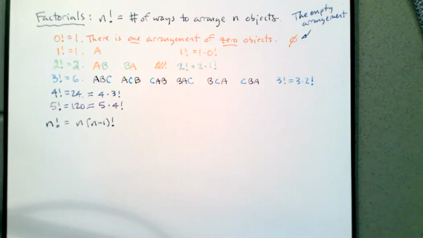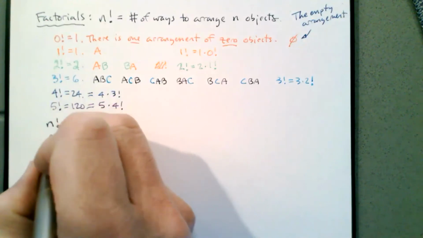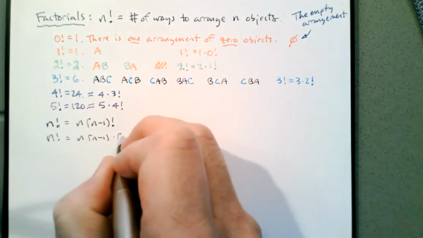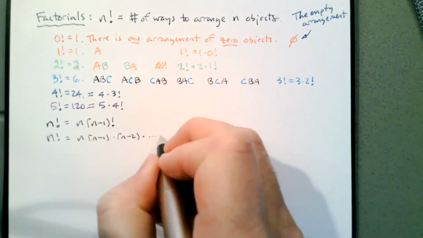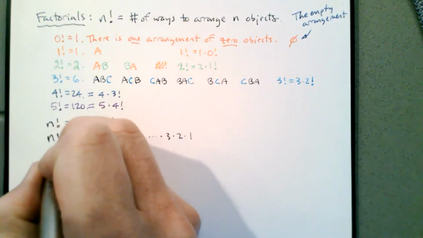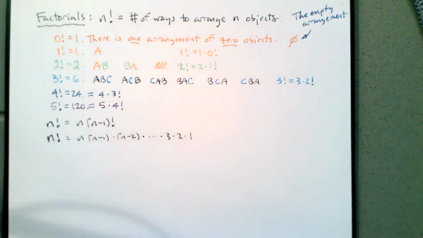So we can define factorial recursively. n factorial is n times n minus 1 factorial. We can also think of factorial in the unfortunate way that we're mostly introduced to the concept. n factorial is n times n minus 1 times n minus 2, all the way down to 3 times 2 times 1. So it's the product of all the non-negative integers less than or equal to n.